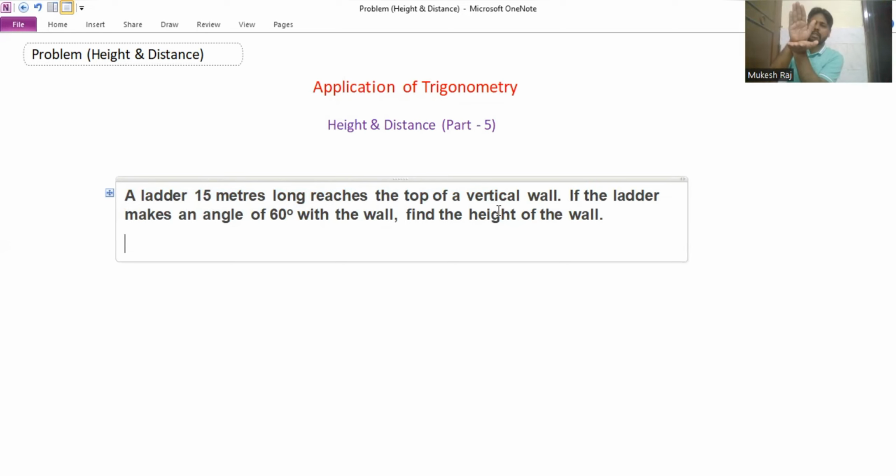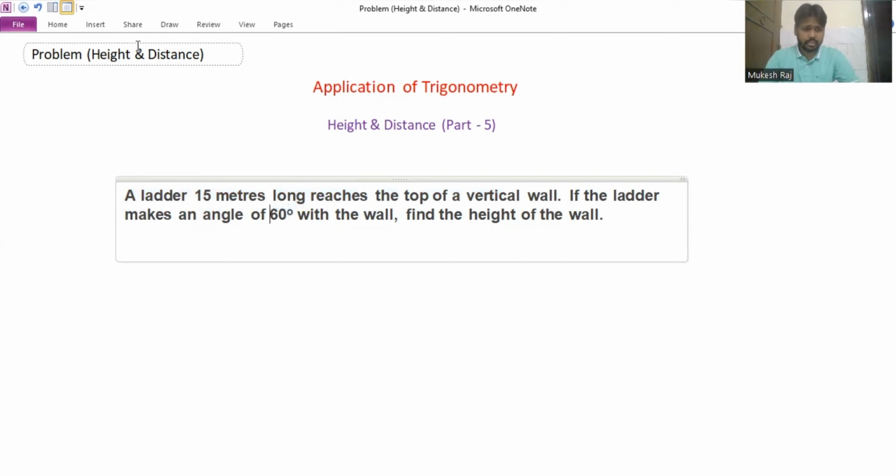At the back end there is a wall, and the ladder is kept slanting on the wall, at a particular distance from the foot of the wall, on the floor. Now it asks us to calculate the height of the wall, where an angle of 60 degrees is made at the top of the wall where the ladder is touching the wall. Not exactly the angle of elevation.